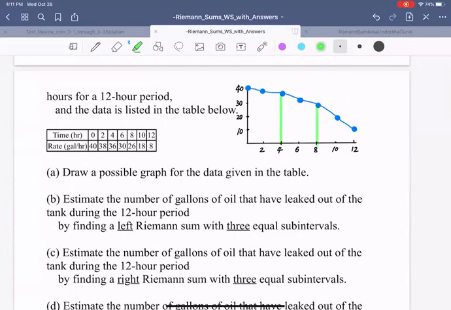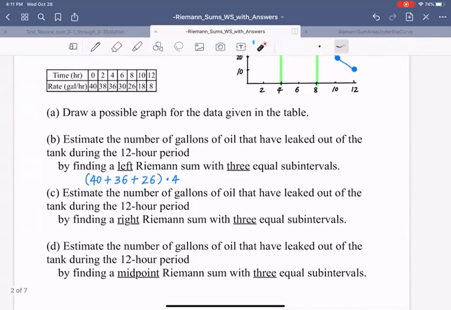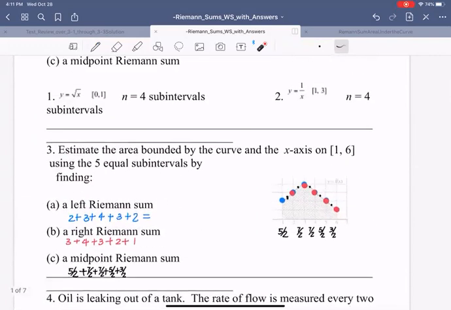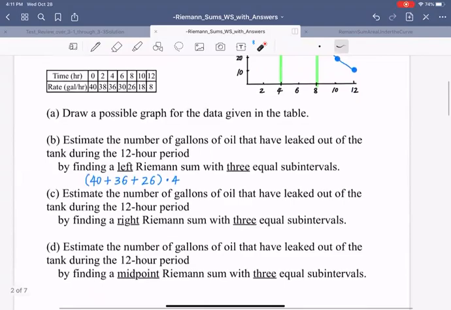All right, left sum. So let's find out this guy. That's 40. Then we plus at 4, that's 36. At 8, it's 26. Correct? Yes. And we use this times 4, since each subinterval is 4. So the previous one is finding the Riemann sum by looking at the graph, and this is called using the table or using the data.